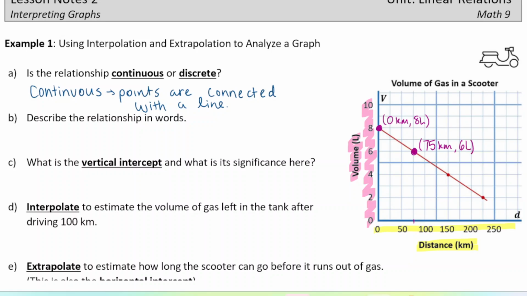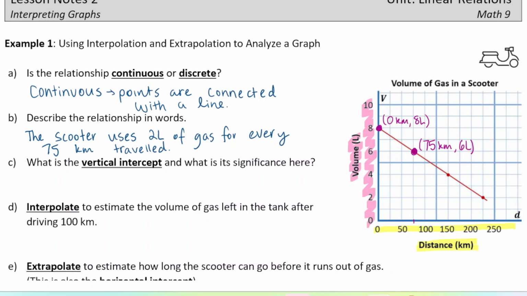So let's write that in a sentence. The scooter uses 2 liters of gas for every 75 kilometers traveled.